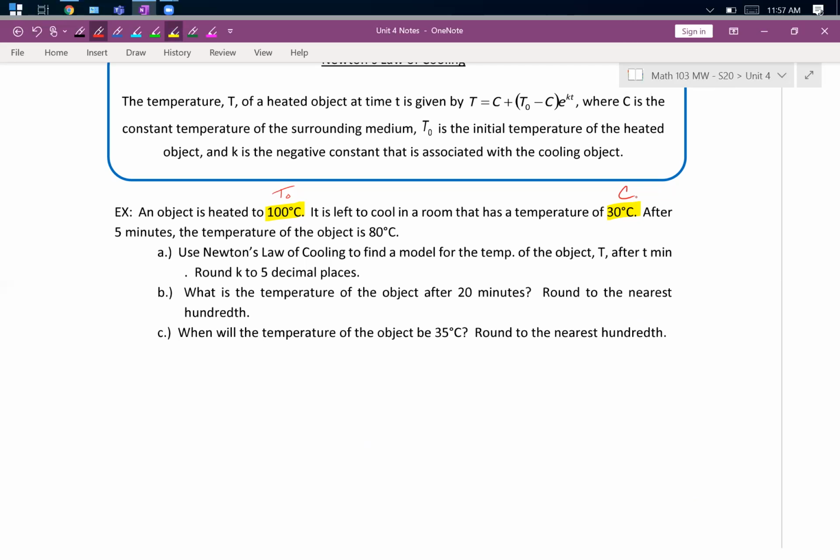All right, so after 5 minutes, that tells us that's our time, little t. The temperature of the object has dropped down to 80 degrees. So that's our big T. That's our temperature after a certain amount of time has passed. We have all the information we need. Let's plug it into Newton's law of cooling and solve for k.